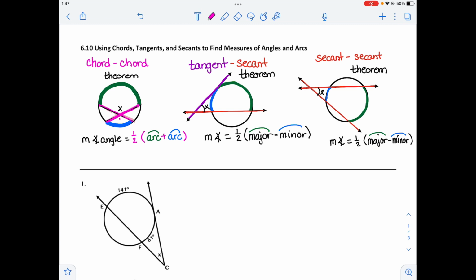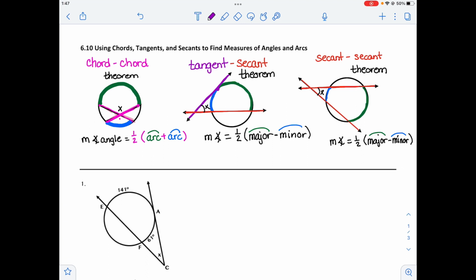The second theorem is the tangent secant theorem. So notice we have a tangent in purple. A tangent goes along and hits at one point along the circle. So it's hitting at this one point only, and that's the point of tangency.